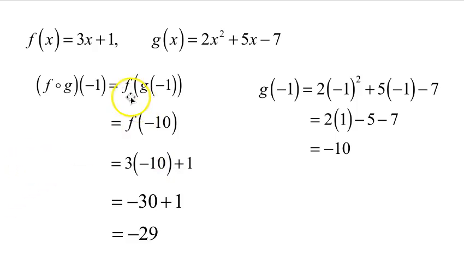So f circle g of negative 1, which is f of g of negative 1, gives us an answer of negative 29.